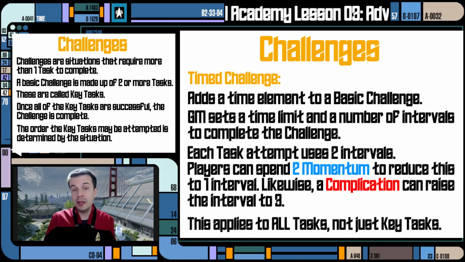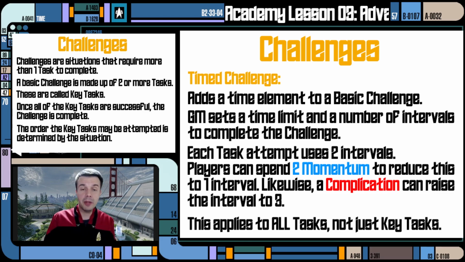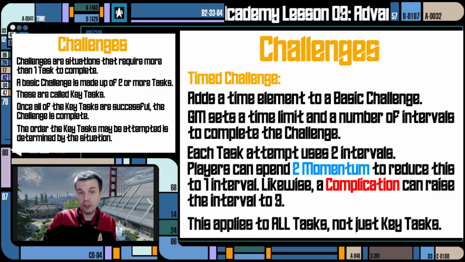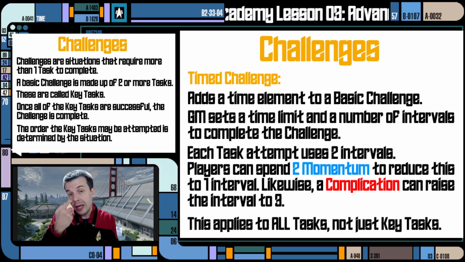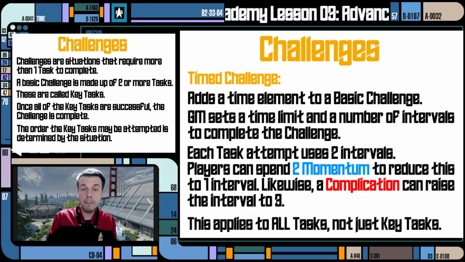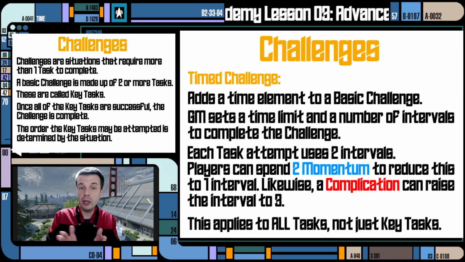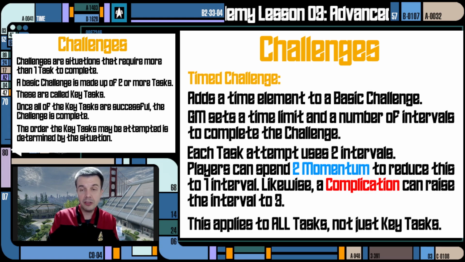There are ways where you can use momentum, 2 points of momentum, to cut that interval down to only 1. But also likewise, the GM can use a complication to bump the intervals up +1. So it's possible that you could save time by spending momentum to use only 1 interval for the task.